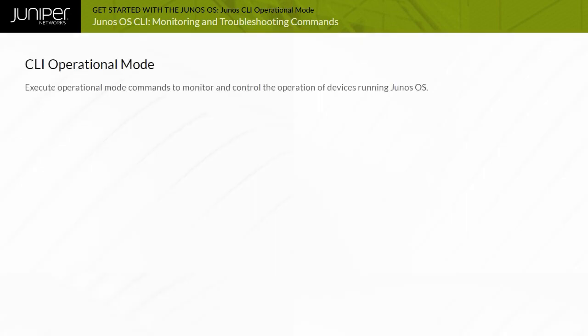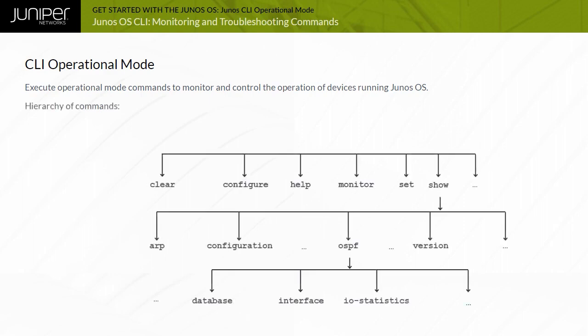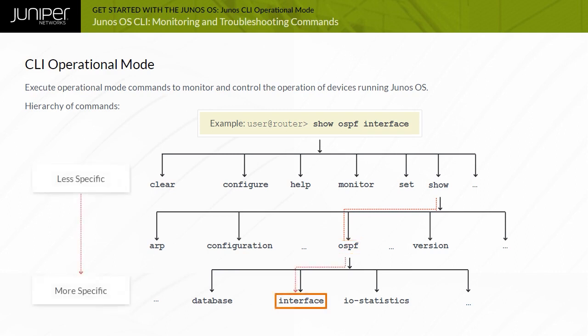You use operational mode CLI commands to monitor and control the operation of a device running Junos OS. The operational mode commands exist in a hierarchical structure as displayed. For example, the show command displays various types of information about the system and its environment. One of the possible options for the show command is OSPF, which displays information about the OSPF protocol. Specifying the interface option, as in the show ospf interface command, outputs information about OSPF interfaces.